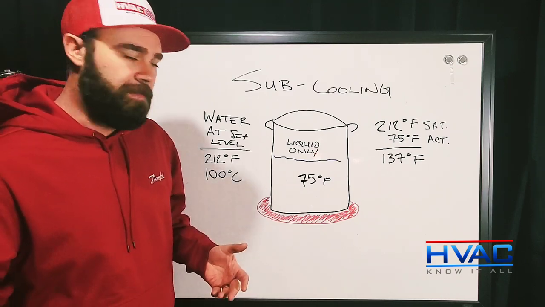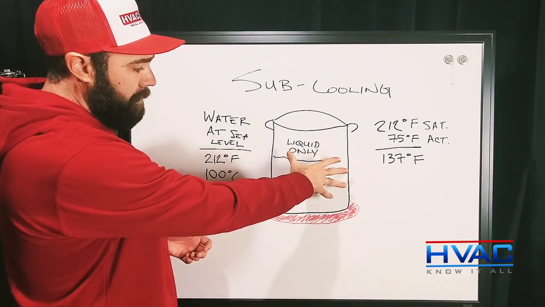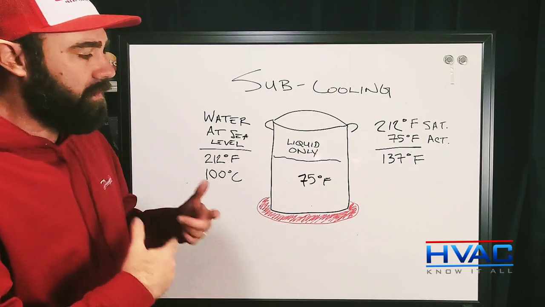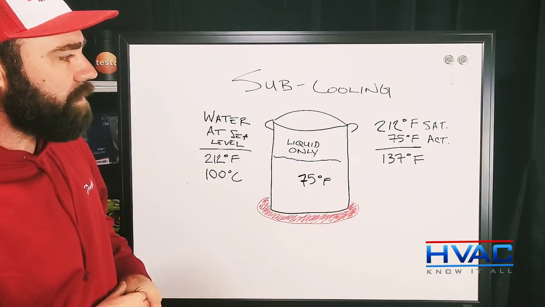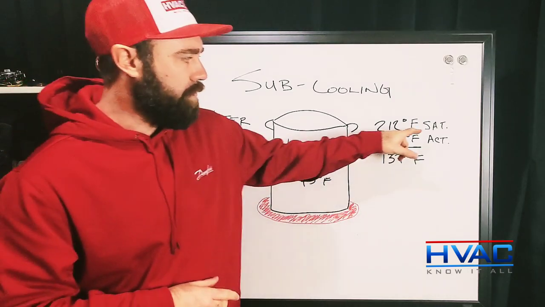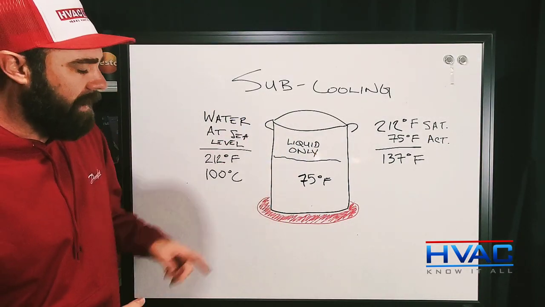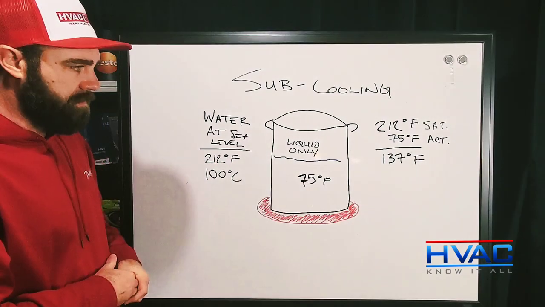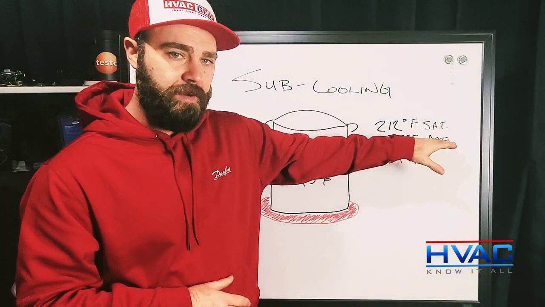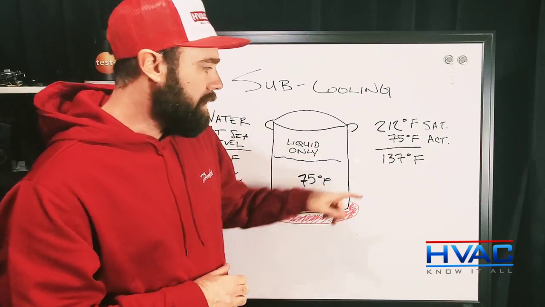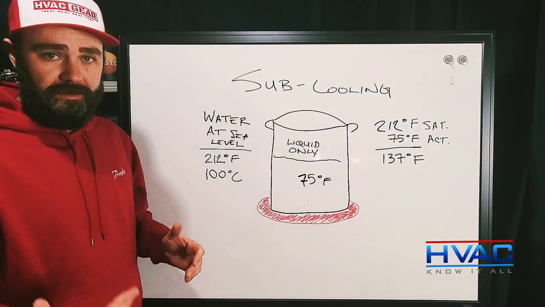Anybody that's done cooking in the past has used a big pot of water like this to maybe cook some pasta. We filled this pot up with water. The water's at 75 degrees Fahrenheit. We don't have that rolling boil we need before we put that pasta in there, because the water boils at 212 degrees. That is the saturation or boiling point. If we stick a probe in there and measure the water, the actual temp is 75 degrees Fahrenheit. We take that 75 degrees Fahrenheit away from the saturation or boiling point, and we get 137 degrees Fahrenheit. What's that number? Well, that number is our subcooling.